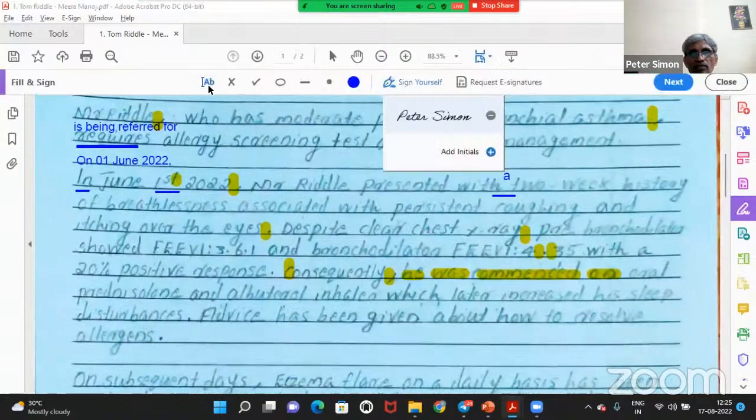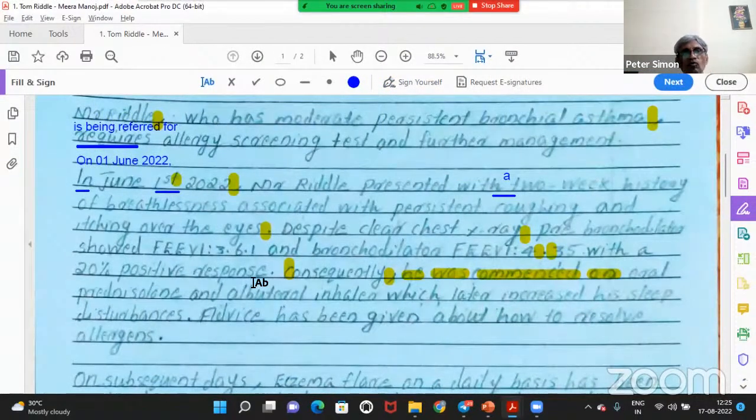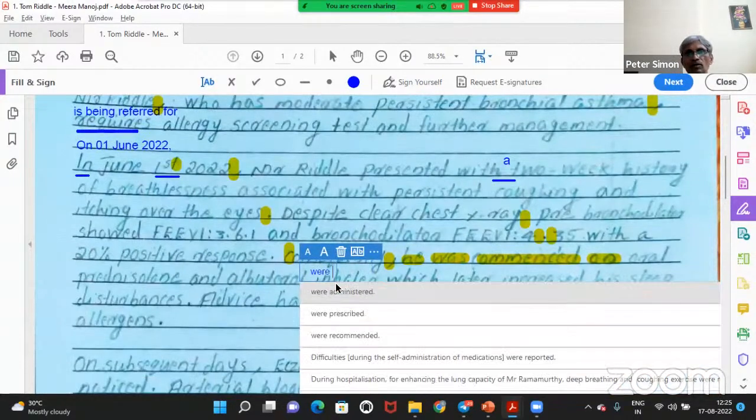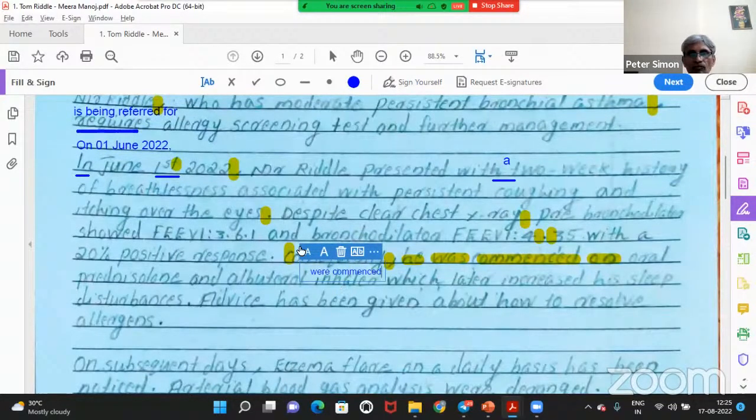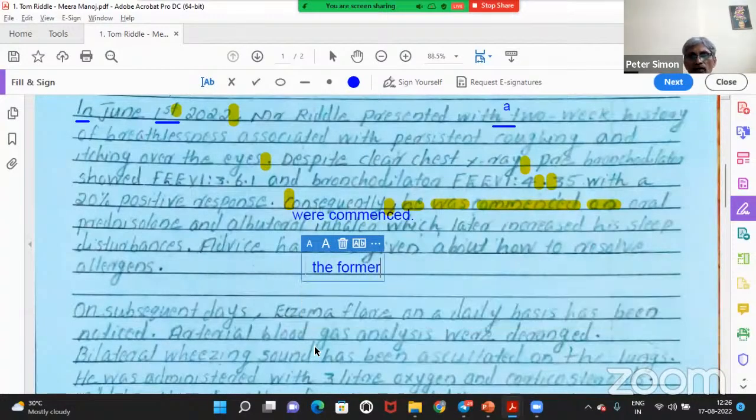So you can say it like this, in passive voice. This is also passive voice, but "he" is eliminated. So, were commenced, like this. Now, the albuterol inhaler also was commenced. There we put a full stop. Then, the next one: the latter means the second one, that means albuterol. The former means prednisolone. You can use the former and the latter.